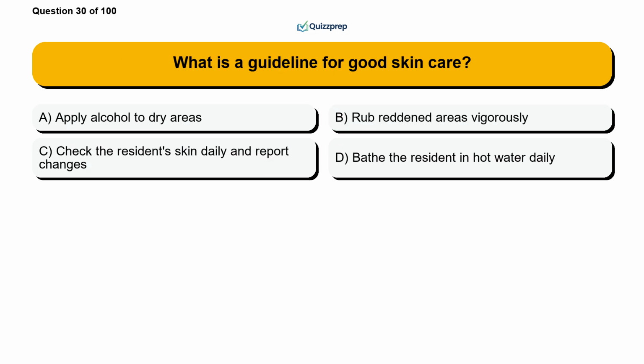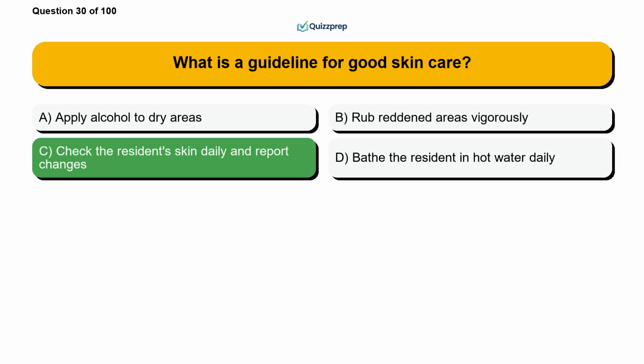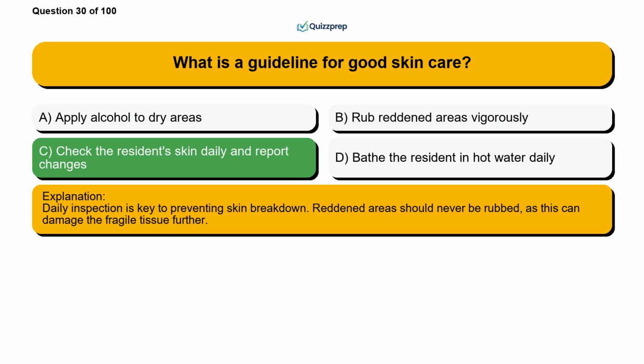Question 30. What is a guideline for good skin care? Option A, apply alcohol to dry areas. Option B, rub reddened areas vigorously. Option C, check the resident's skin daily and report changes. Option D, bathe the resident in hot water daily. The correct answer is Option C, check the resident's skin daily and report changes. Daily inspection is key to preventing skin breakdown. Reddened areas should never be rubbed, as this can damage the fragile tissue further.